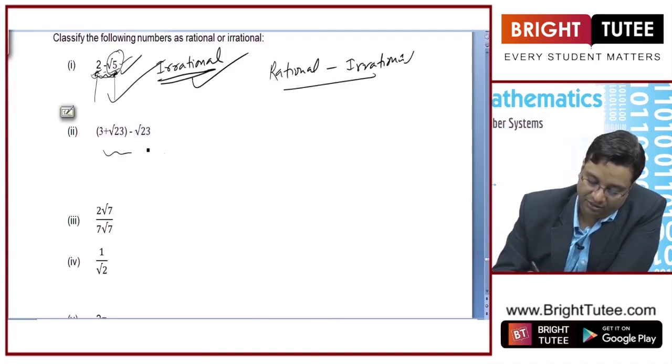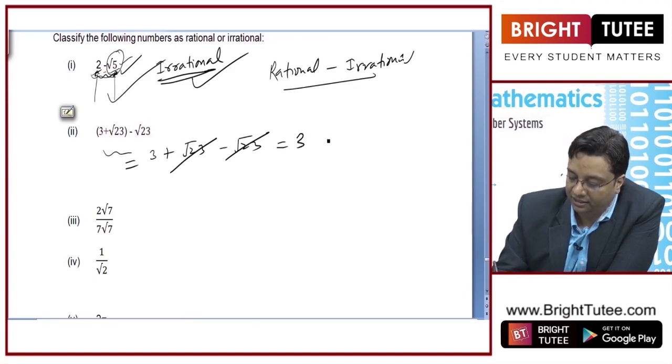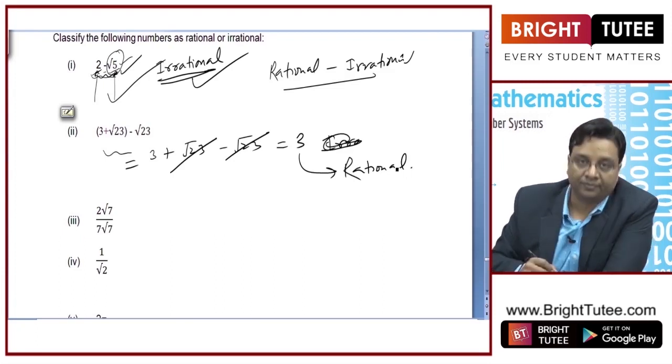In this case, you see the irrational part can be cancelled. 3 plus root 23 minus root 23. So this irrational part is getting cancelled. Hence, I am left with only a rational number.